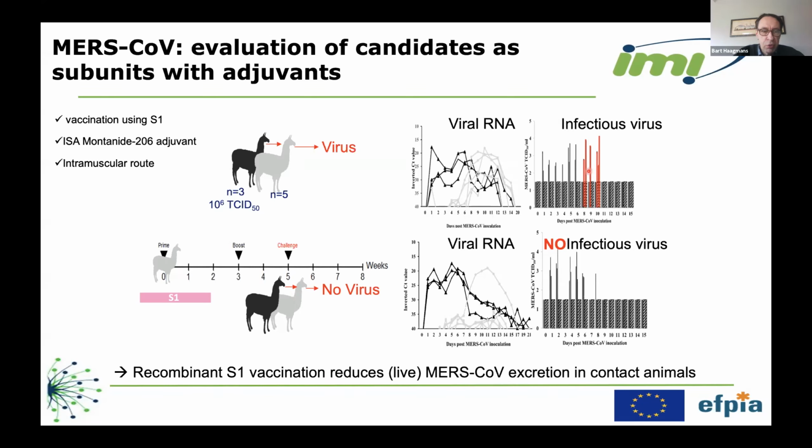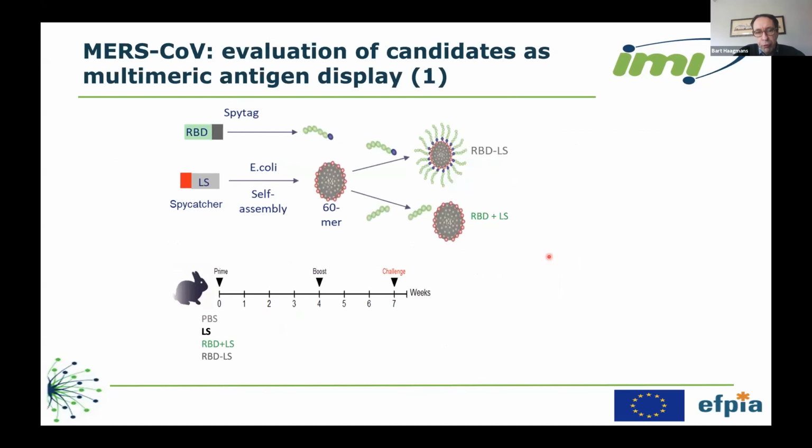In contrast, if you do a vaccination with recombinant S1 with an adjuvant through the intramuscular route, shown in the lower panel, so now the 5 animals are vaccinated, and in this case, as shown on the right, no infectious virus could be detected in the recipient animals, indicating that the S1 can induce protective immunity, prohibiting efficient replication in the recipient animals.